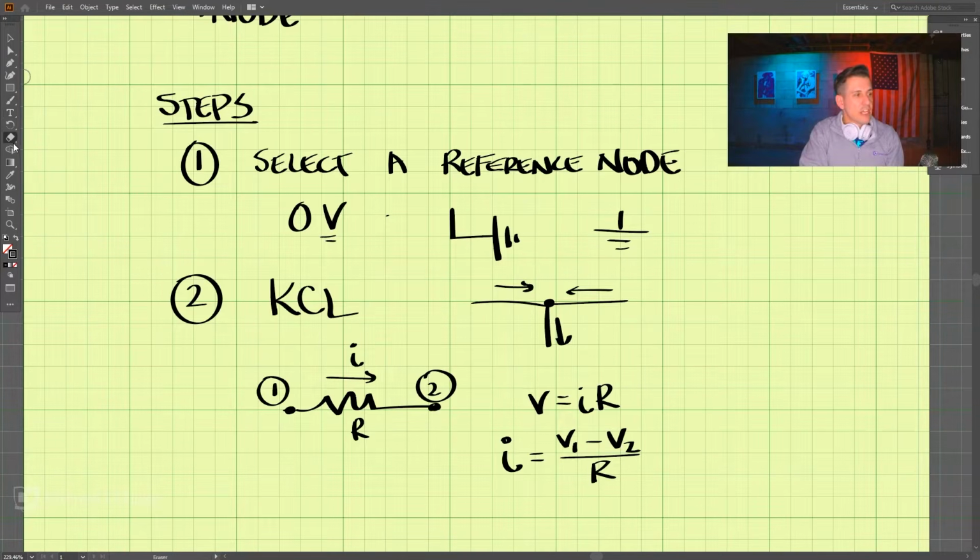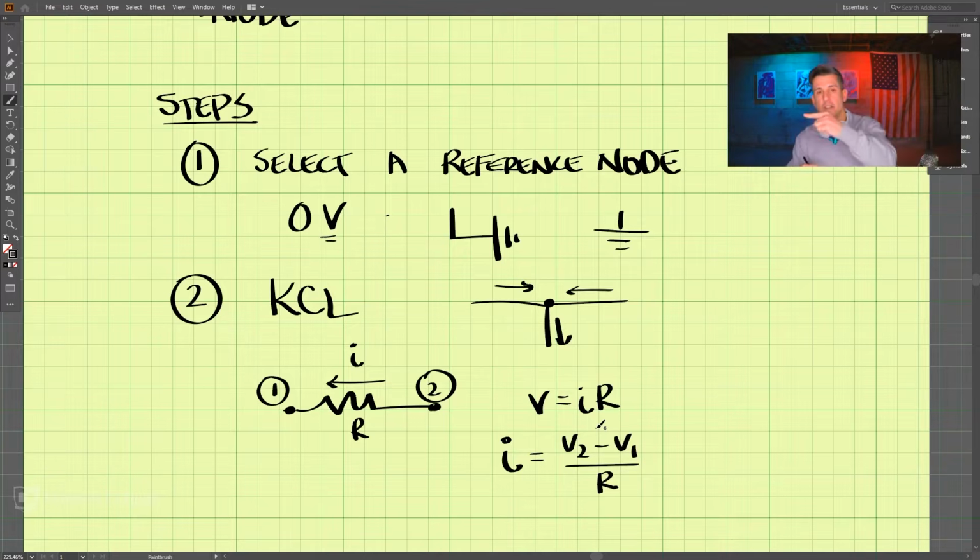Okay? If the current is going the other direction, we need a different formula here. In this case, we have V2 is high, so we have V2 minus V1 divided by R. So depending on which direction the current is going, we need to write our formula appropriately. Okay, so this is high and low. So high to low.